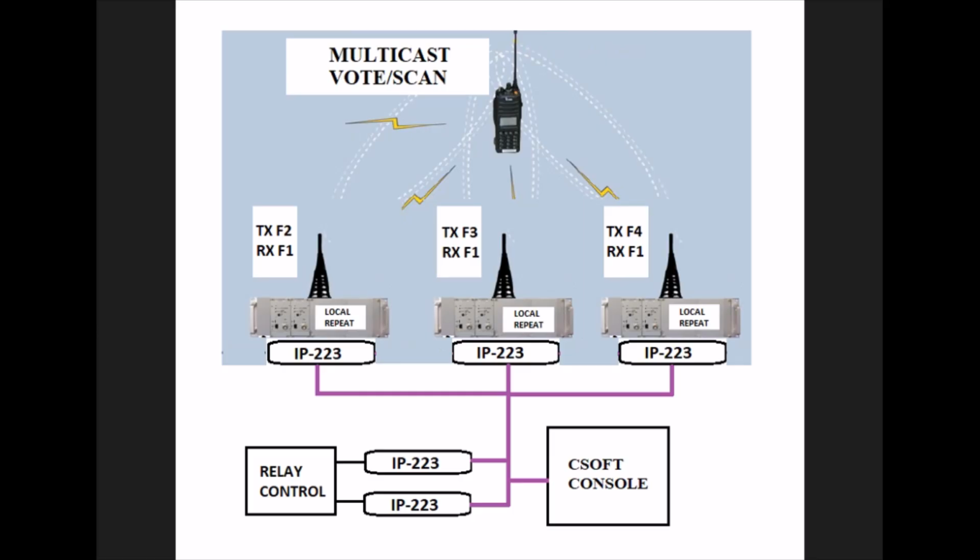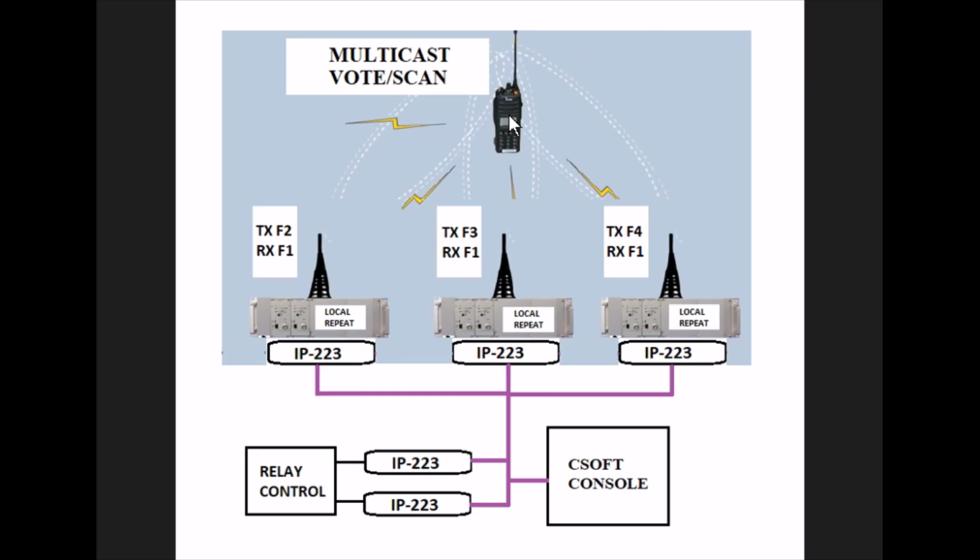A multicast system is a system much like a simulcast system where all the transmitters are transmitting at the same time. However, each transmitter is on a different frequency. They're not on the same frequency. That's the difference between simulcast and multicast. They do have a common receive input, and I'll go over and explain how that works.